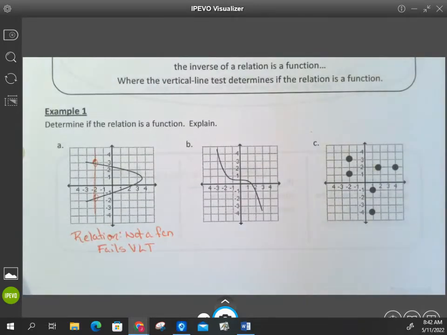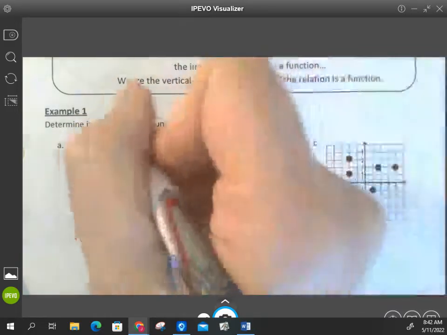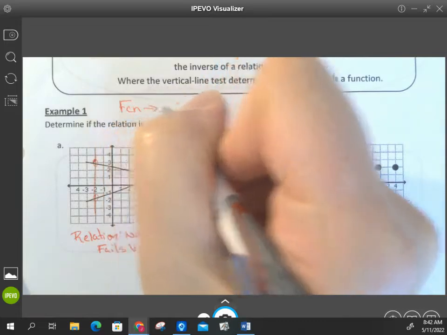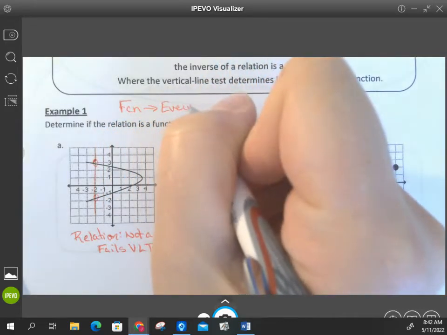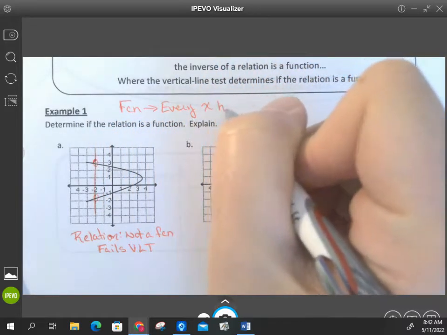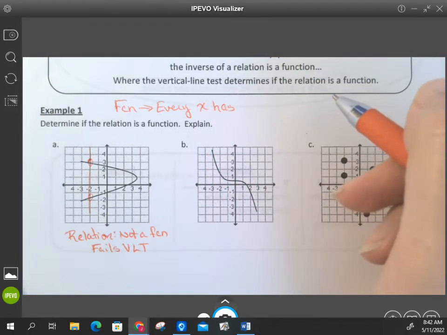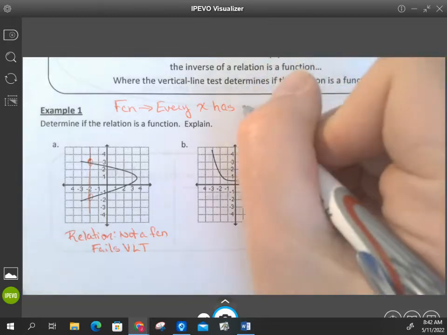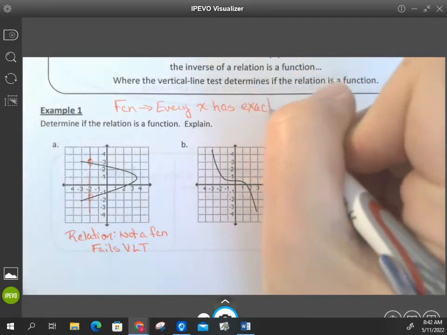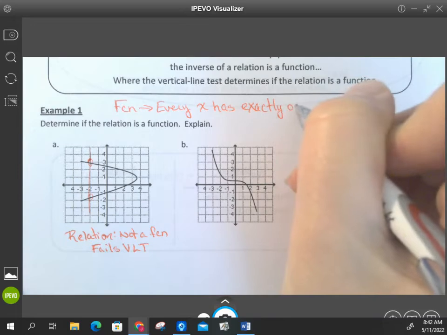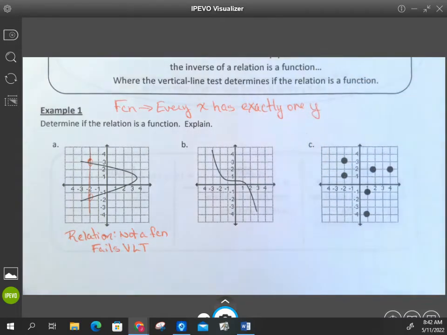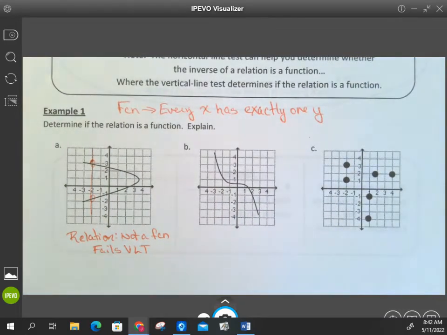Okay, how does the vertical line test connect to that definition of a function? And what was the definition of a function? I'll start. Function. Every x, do you remember, has, it's been a while. I mean, it's been a long while. Every x has exactly 1 y. Good. So when we were looking at exactly 1 y, when we were looking at tables, we would look to see if the x repeated, and if it did, we only have one outcome.